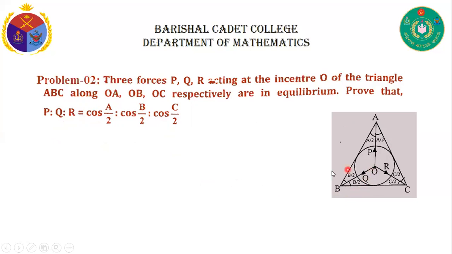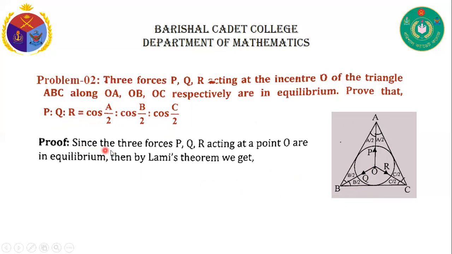Since the three forces P, Q, R acting at point O are in equilibrium, we use Lami's theorem. Using Lami's theorem, we can say P divided by sine BOC equals Q divided by sine AOC (or COA) equals R divided by sine AOB.